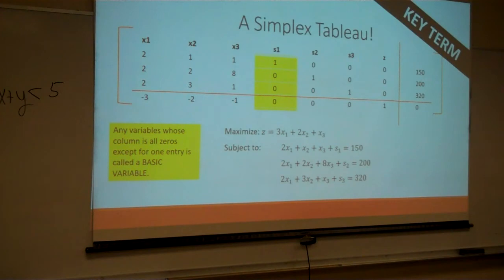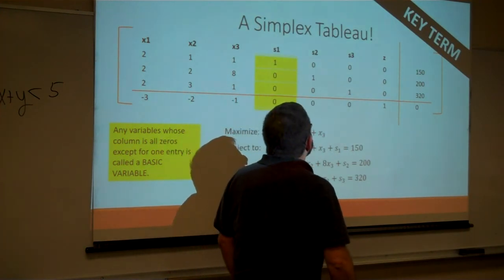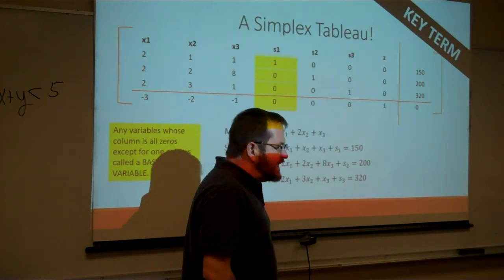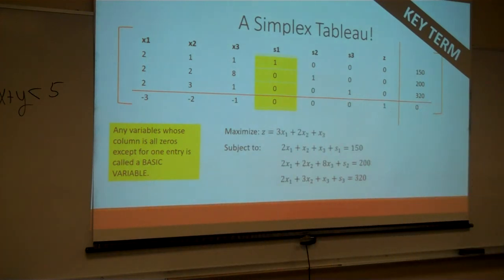Here's a harder word. Any column in this table where everything is 0 except for one value is called a basic variable. So in this case, slack variable 1 is a basic variable. Right at this moment, it has zeros everywhere except for, in this case, the first column, the first row. So at this stage of the problem, slack variable 1 is a basic variable.